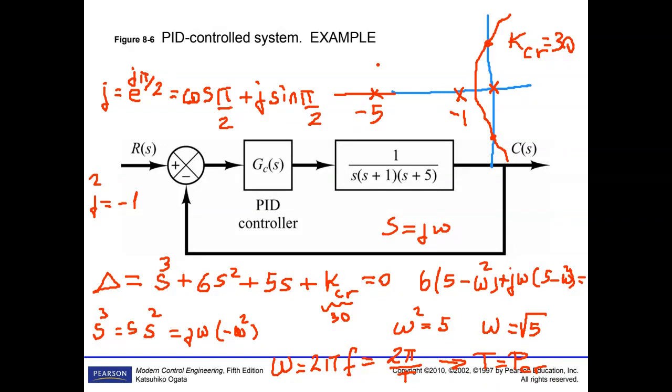Yeah, let's see. This is your response of the system. You can just do it like this. This is your system response, all right?